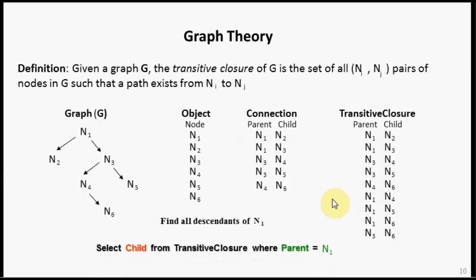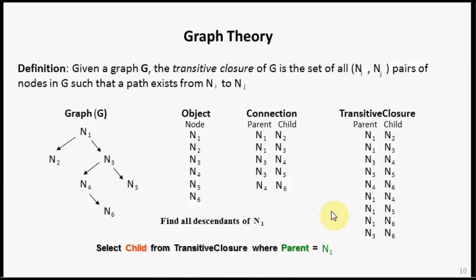So what can you do with the transitive closure of a graph? You can use it to navigate a graph. If we want to know all of the descendants of n1, what we can do is write a select statement as follows: select child from transitive closure where parent equals n1.